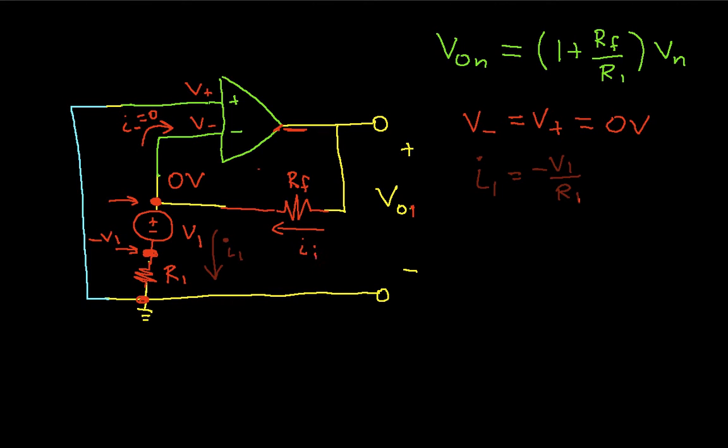So this is the same as I1, which in turn means that the voltage across RF, which we could call VF, is RF times I1, which is equal to minus V1 RF over R1. So that basically says that the noise generated by R1 is actually processed by the gain of an equivalent inverting op-amp circuit. It's kind of weird.